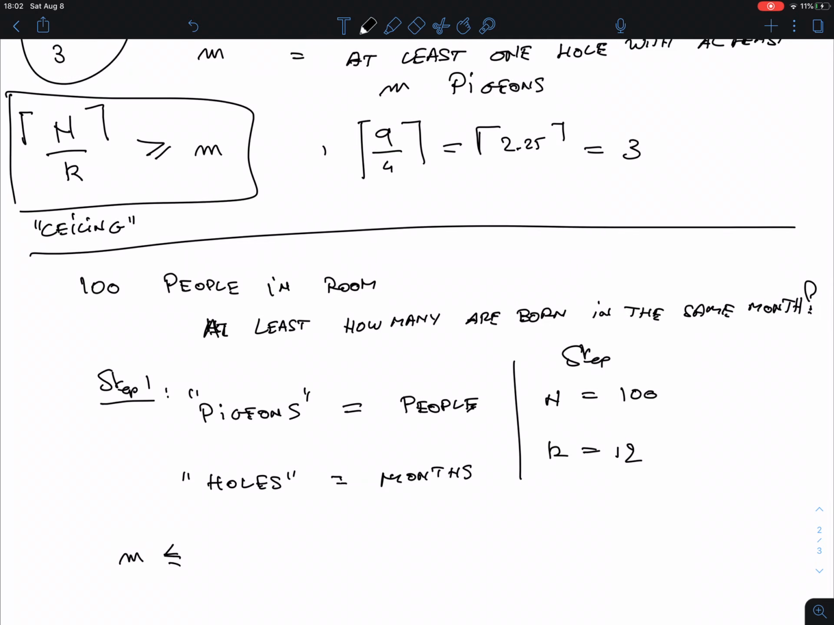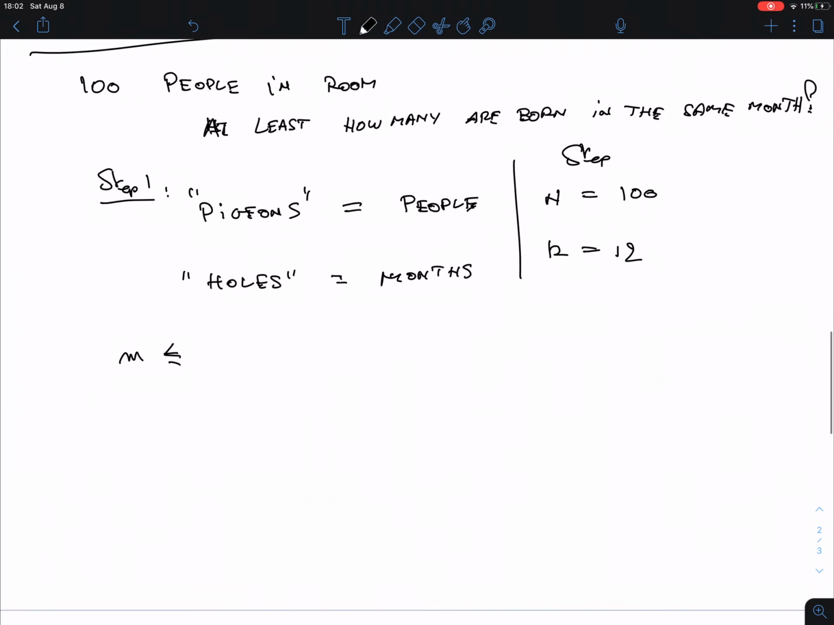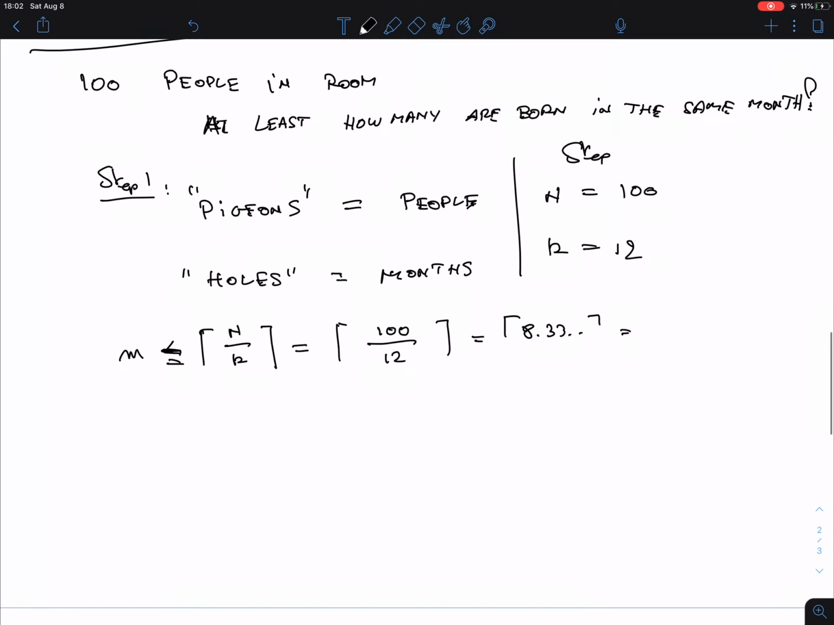This is what I mean, the least number, okay? So m is the ceiling of n divided by k. So n is 100 here, k is 12. 100 divided by 12 is, well, let me tell you exactly, 8.33. And so the ceiling of that is 9. So of 100 people, at least 9 of them are born in the same month.